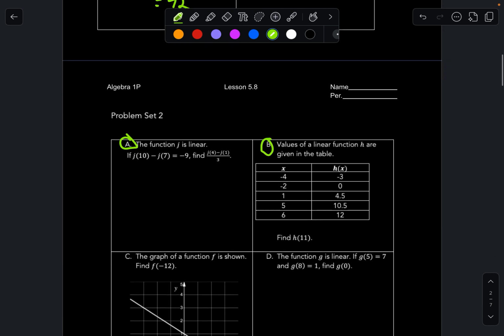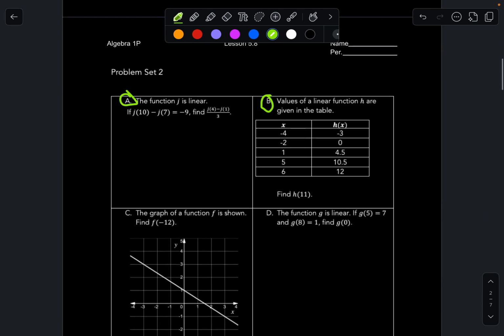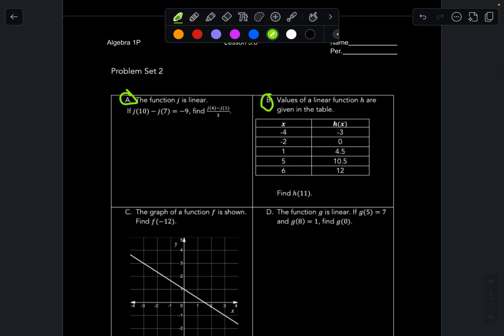All right, I'm doing A and B of problem set 2. Notice they say J is a linear function. J is a line. Y equals mx plus b. They tell you f of 10 minus f of 7 is equal to negative 9. All right?